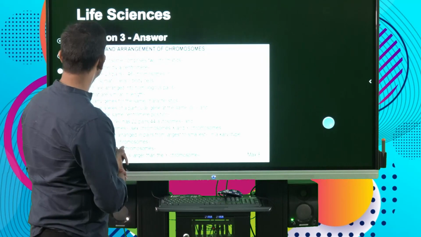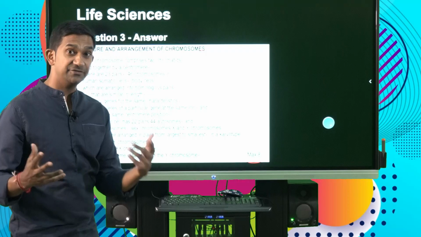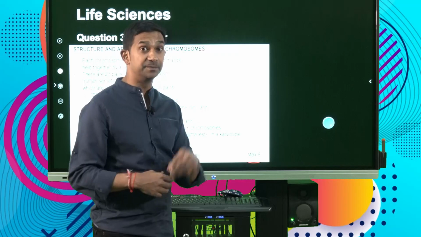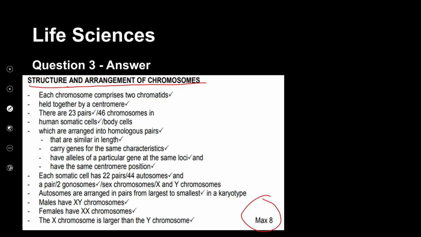As I mentioned, we've got to describe the structure and arrangement of chromosomes. The examiner has allocated a maximum of 8 marks. So by giving 9 facts, at least we will get the minimum 8 that are required. Remember to discuss that chromosomes at the start consist of chromatids, which are held together by centromeres.